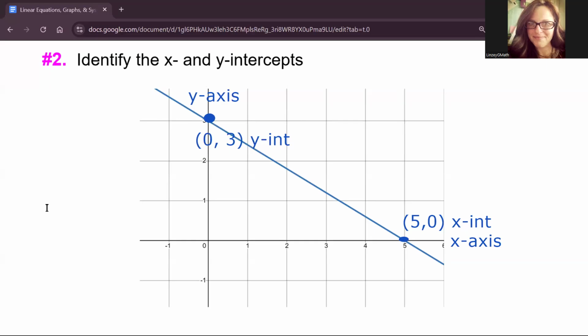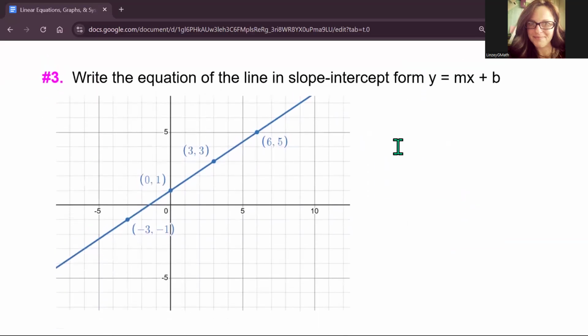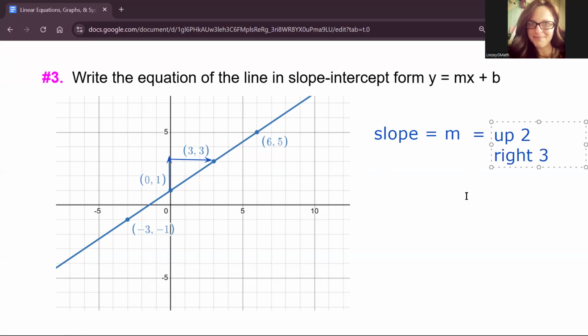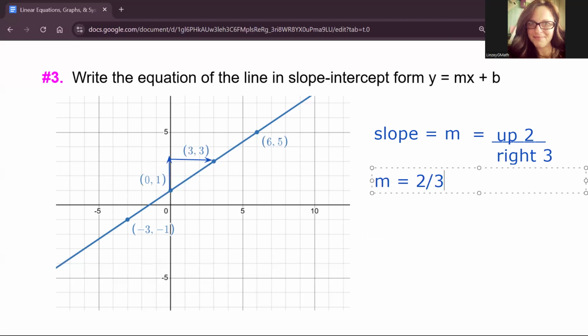Moving on. Number 3, write the equation of this line in slope-intercept form, y equals mx plus b. So first, let's start with the slope m. Since we were given a graph, you could just count up 2 and to the right 3. Rise over run, so our slope is 2/3.